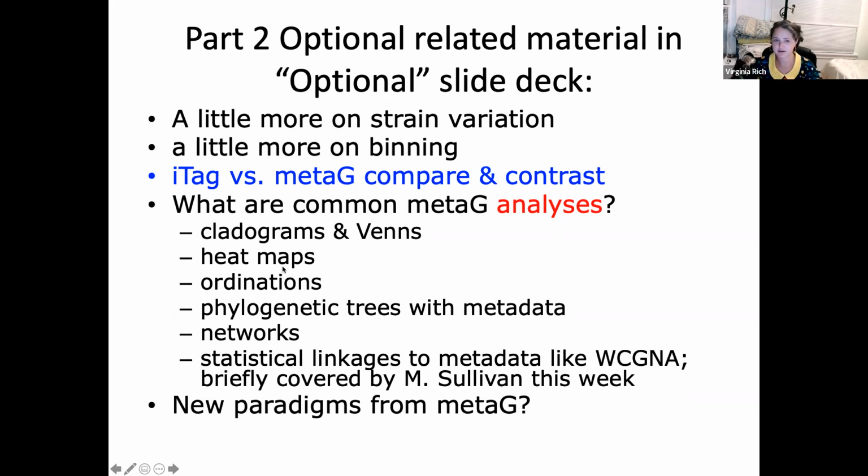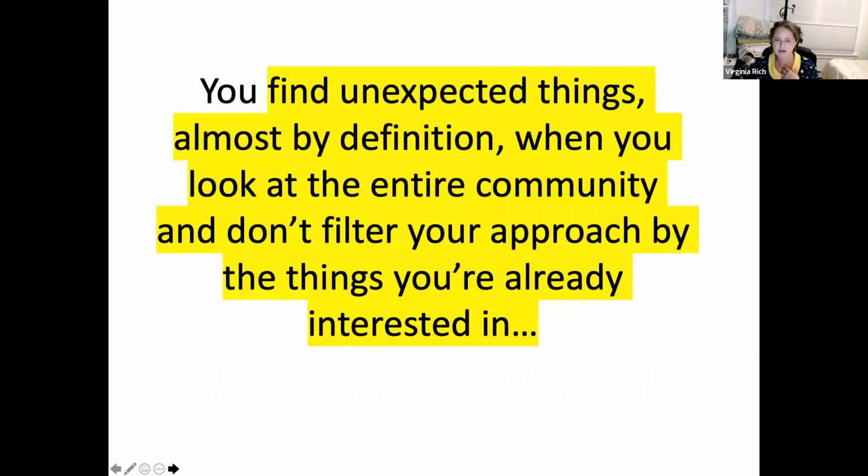Okay, so Venn diagrams, heat maps, ordination, network analyses, a little bit of information about statistical linkages to metadata. And this is going to be briefly covered by Matt this week as well, and some information about new paradigms from metagenomics. Okay, so you find unexpected things almost by definition when you look at the entire community and you don't filter your approach for the things you're already interested in.